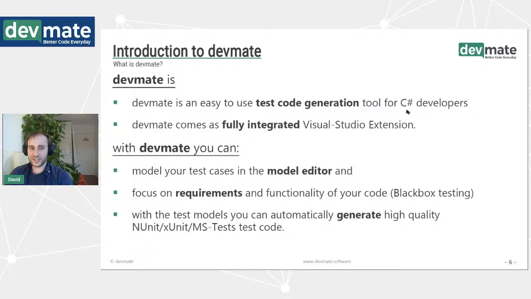devmate is an easy to use test code generation tool for C#. Java is at the moment in development, and we are fully integrated in Visual Studio as a Visual Studio extension. With devmate, you can model your test cases with an easy to use model editor, focus on requirements as well as on black box testing, and generate high quality test code for frameworks such as NUnit, XUnit, or MS-Test.